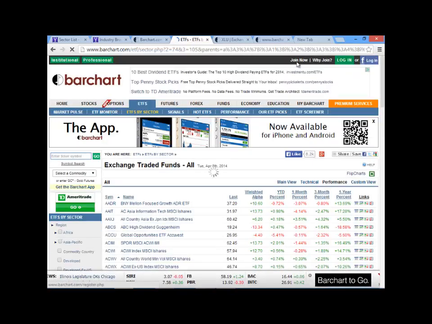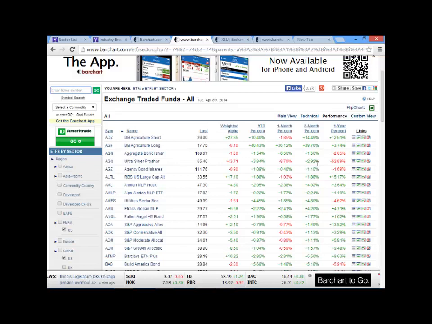And then if you click on performance, you can actually see the last 1 year, 3 month, and 1 month, and you kind of see which ones have been growing over the last year. So this is how you kind of do the sector rotation.